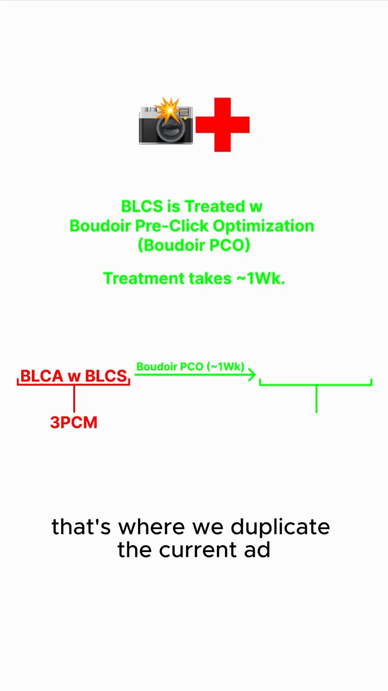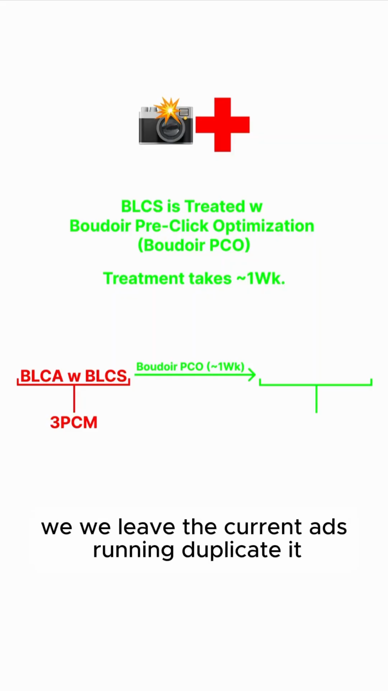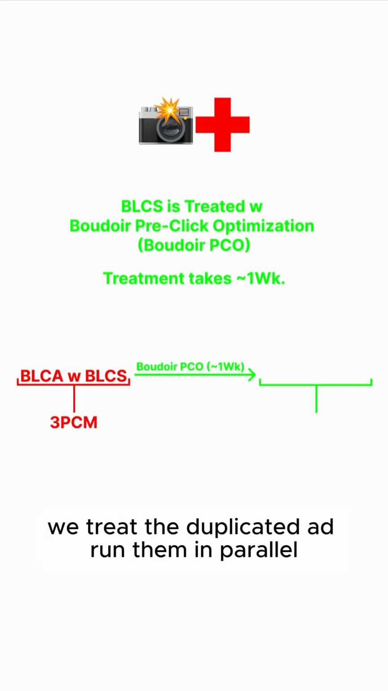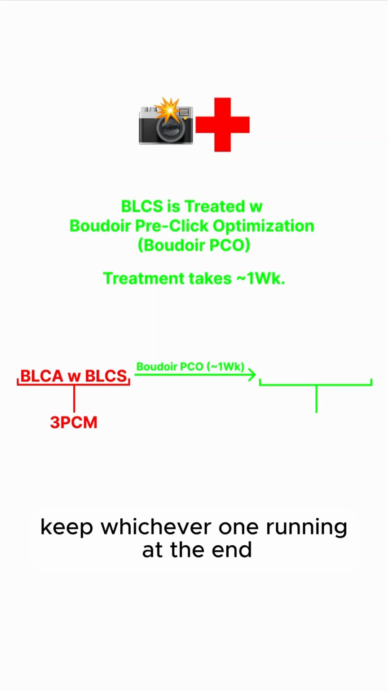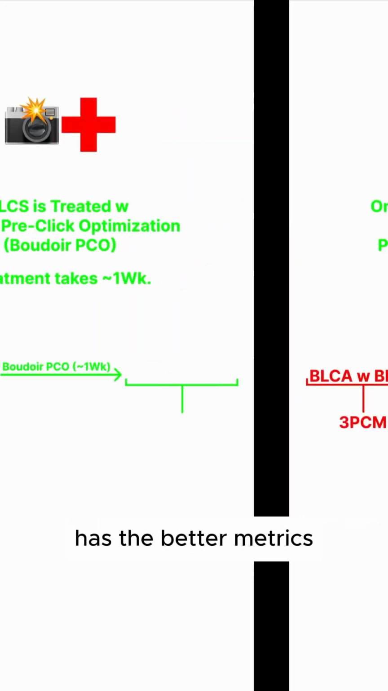And so we duplicate the current ad. We leave the current ads running. Duplicate it. We treat the duplicated ad. Run them in parallel. Keep whichever one running at the end has the better metrics.